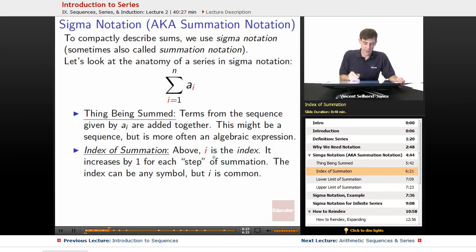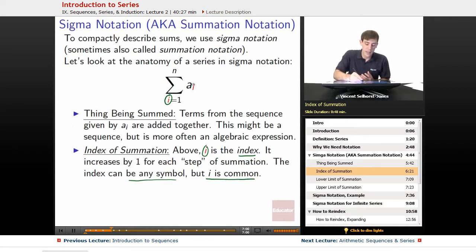Next, the index of summation. So i is the index. It increases by 1 for each step of summation, right? We do the first thing, then we add the second thing in the next step, then we add the next thing in the next step, and so on and so forth. So every time we step forward, the index will click up by 1. So we start at some value and then we go to the value 1 above that, then the value 1 above that, and so on. So every step it will increase by 1. The index can be any symbol, but i is very common, and that's what we'll wind up using for the most part in this course.